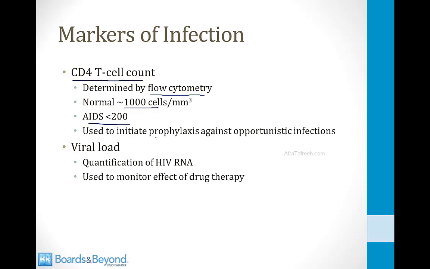It's also used to initiate prophylaxis against opportunistic infections. We'll talk about this later, but when the CD4 count falls below certain cutoff points, patients are more vulnerable to certain opportunistic infections. And the second main marker of infection is the viral load. This is a quantification of the HIV RNA level, and this is also used to monitor the effects of drug therapy and the patient's response to drug therapy.